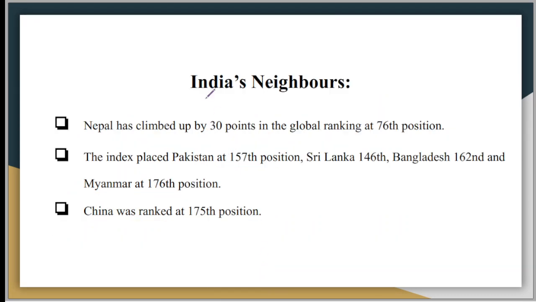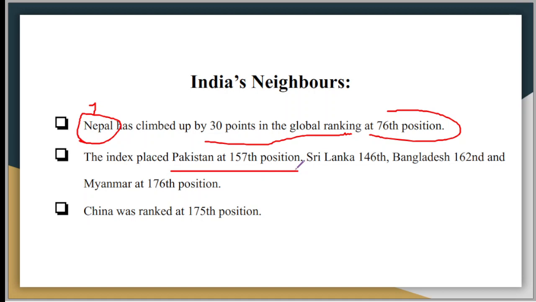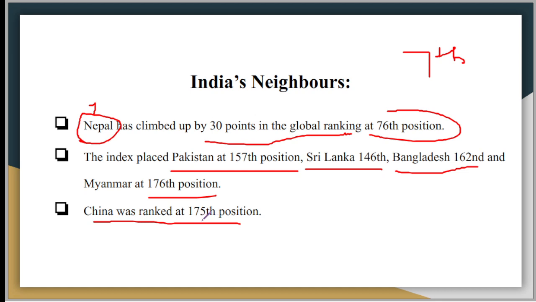Now let's move forward to India's neighbors. Nepal, which is a very famous neighbor of India, whose capital is Kathmandu, has climbed up by 30 points in the global ranking, and it has been ranked at 76th position. This index placed Pakistan at 157th position. So Pakistan is just 7 points below India. Sri Lanka is ranked at 146th, Bangladesh has been labeled at 162nd, Myanmar has been ranked at 176th, and China has been given the 175th position.